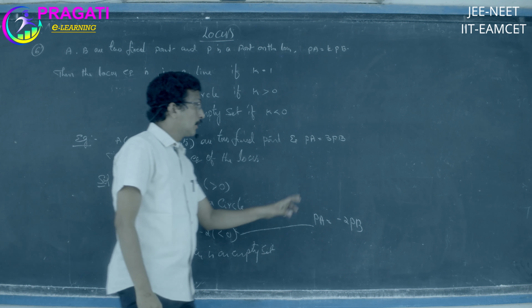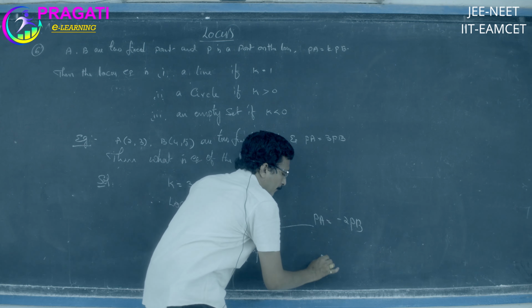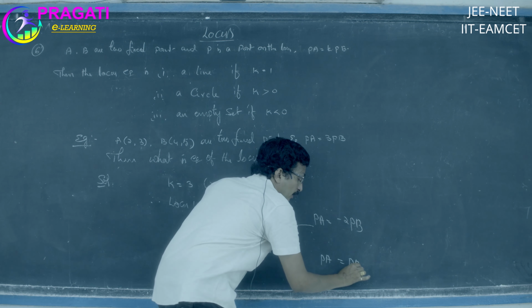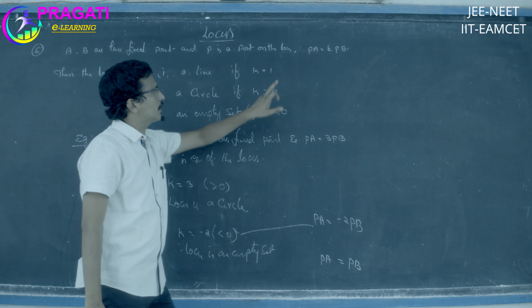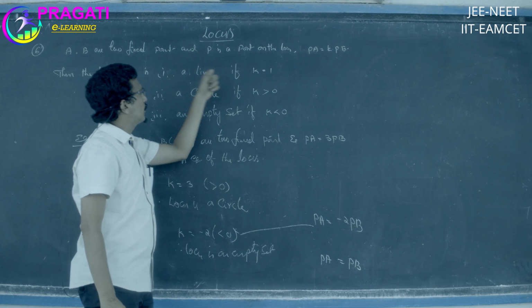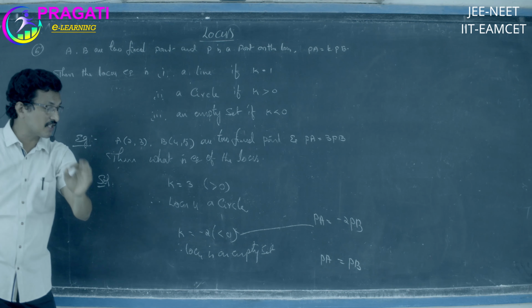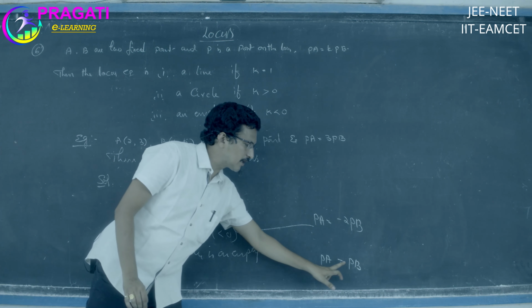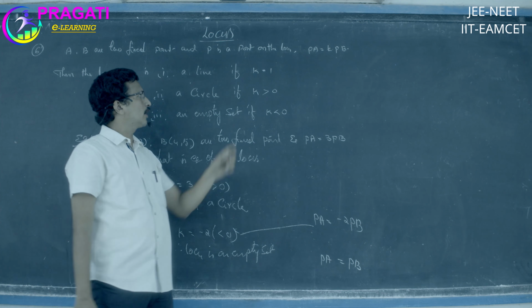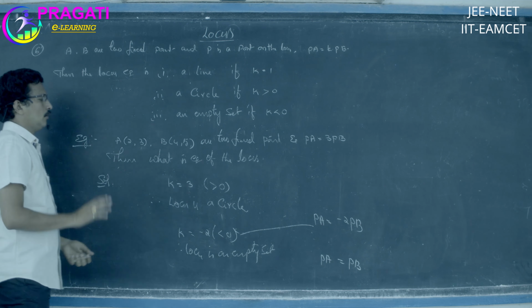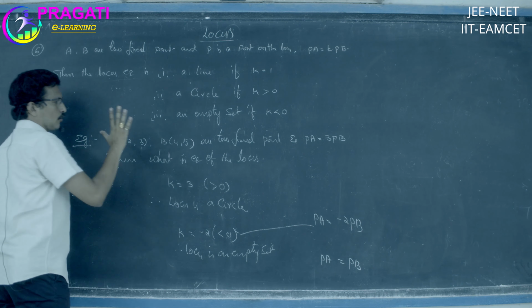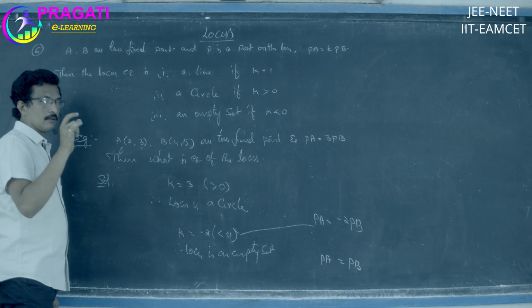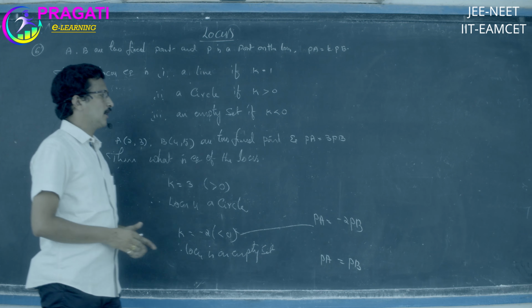Suppose PA is equal to PB. That means K is equal to 1. K equal to 1 means it is a line segment. In the first synopsis, PA is equal to PB. Okay, it is a line segment. So, without using these 2 points, we can easily write the answer.